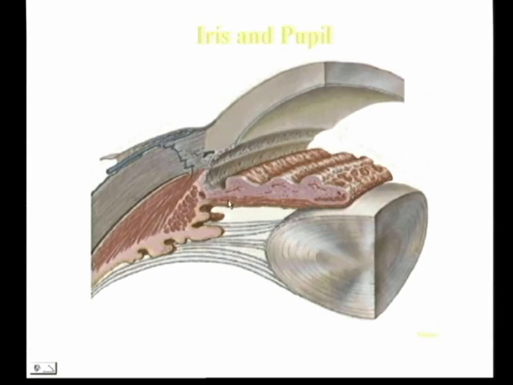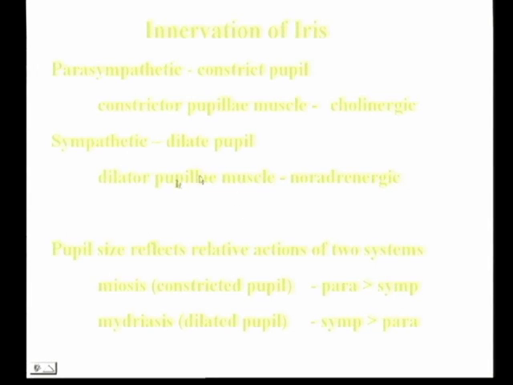So the ones that want to make it larger are which? Is the sympathetic nervous system going to make it larger? Of course. Which one's going to make it smaller? The parasympathetic nervous system. Parasympathetic input is going to constrict the pupil. And remember, the parasympathetic is going to constrict the pupil via cholinergic mechanisms, and the sympathetic system is going to dilate the pupil via noradrenergic mechanisms.